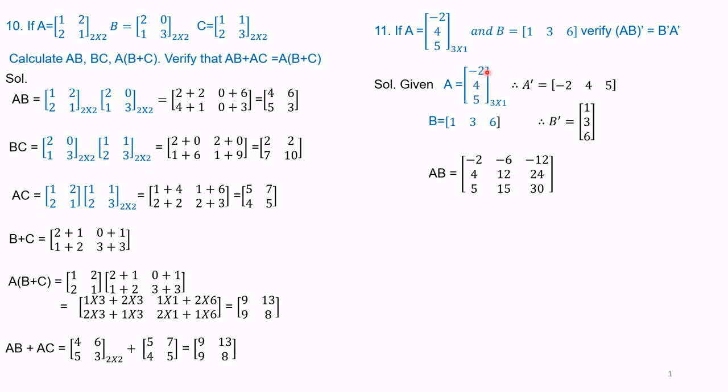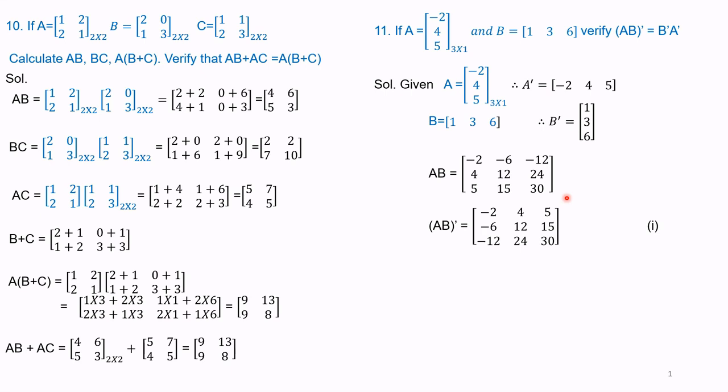minus 2, minus 2, minus 6 and minus 12. So this is the multiplication. 4 into 4, 12 and 24. Then 5 into 5, 15 and 30. This is AB matrix.